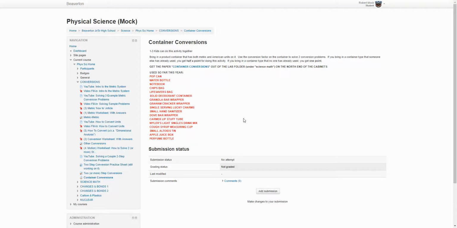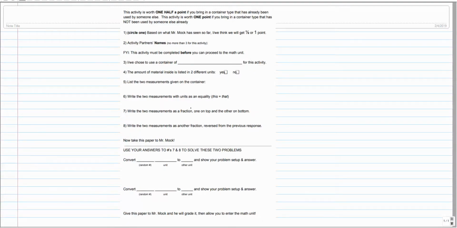So what is the activity like? Well, the activity is a sheet that looks like this. And if you want a copy of this, it's over in the labs, the activity folder on the left end of the cupboards. It's the bottom one. So you get this paper and then you look at your container.